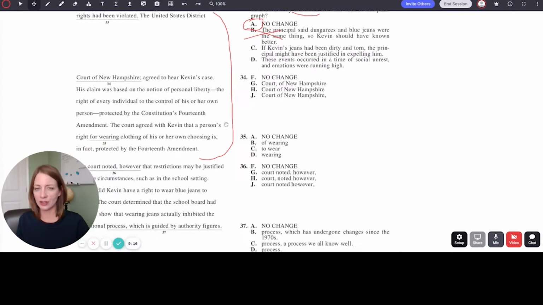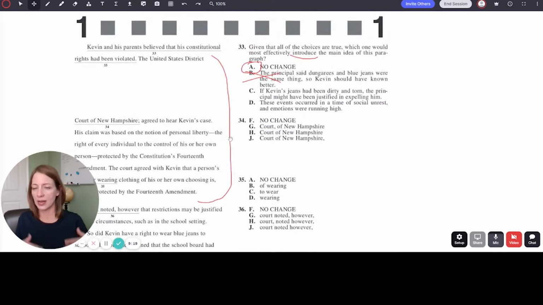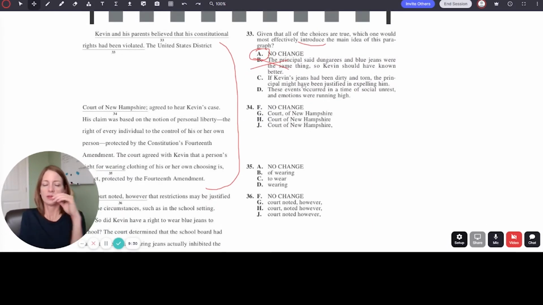Probably spent way more time on that than you could have anywhere close to, but it gives you an idea of how you could go about it if you have more time and it's the end of the test. This type of question is one that I sometimes suggest people do after they finish the other parts of the test. All right.